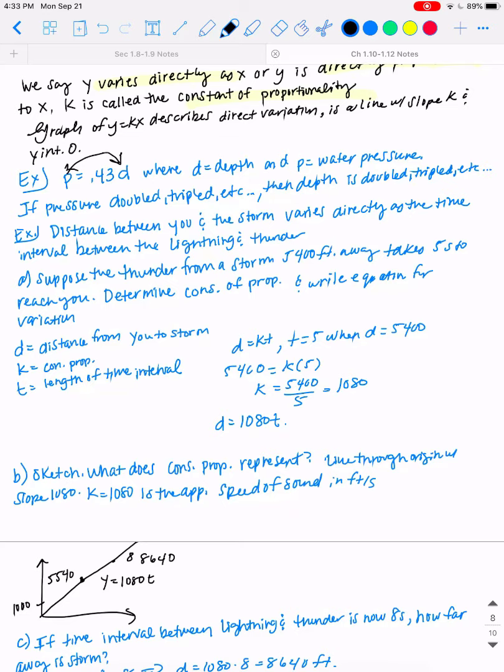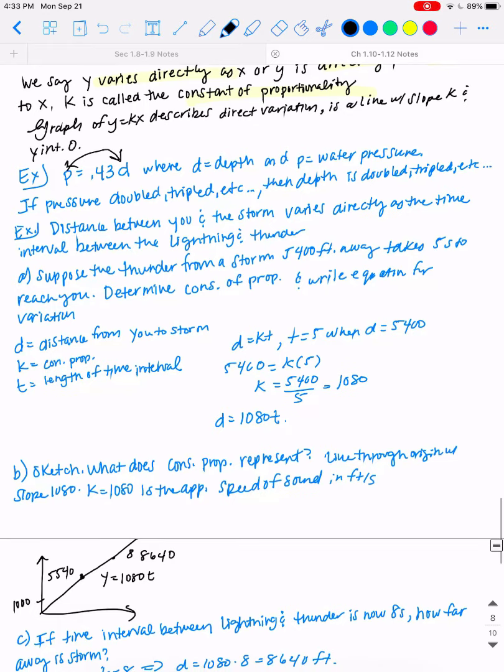Okay, so d is equal to k times t, because the distance between you and the storm varies directly as the time interval. So these are directly proportional, and k is our constant. They gave us t equals 5 when d equals 5,400, so we'll plug those in to solve for k. We get 5,400 equals k times 5. We isolate k, which is k equals 1,080.